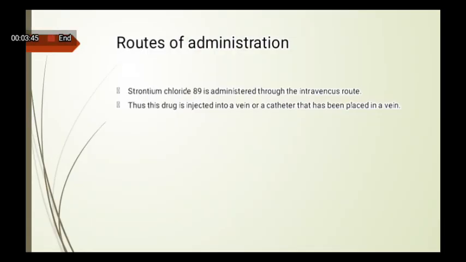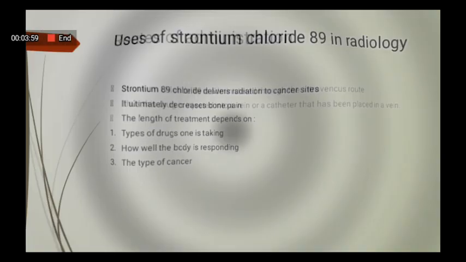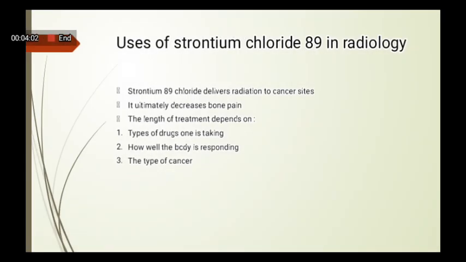So, route of administration. Strontium chloride 89 is administered through the intravenous route. Thus, this drug is injected into a vein or a catheter that has been placed in a vein. Then the uses of strontium chloride 89 in radiology. Strontium 89 chloride delivers radiation to cancer sites. It ultimately decreases bone pain. The length of treatment depends on the type of drugs one is taking, how well the body is responding, and the type of cancer. I think this is self-explanatory.